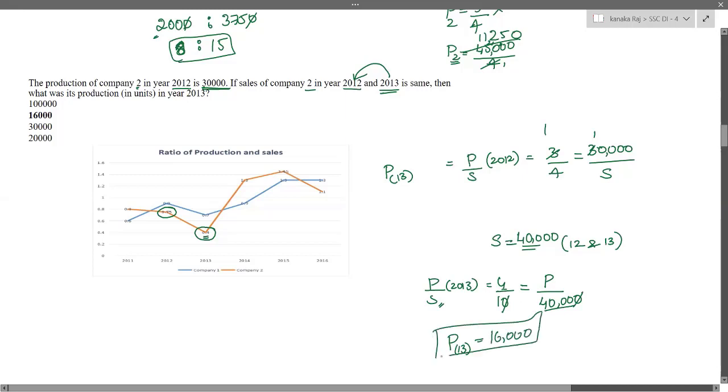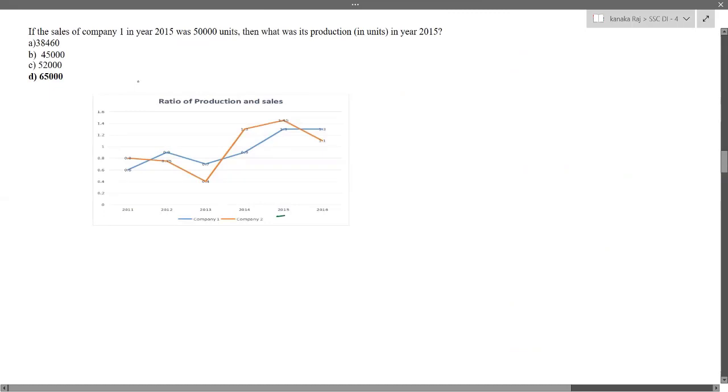Do we have that in our options? Yes. Option B, 16,000 will be my answer. So let's quickly move on to the next question. As you have already got the idea of how to solve the problems here, let us try to eliminate as many steps as possible and try to find it in a shorter way.